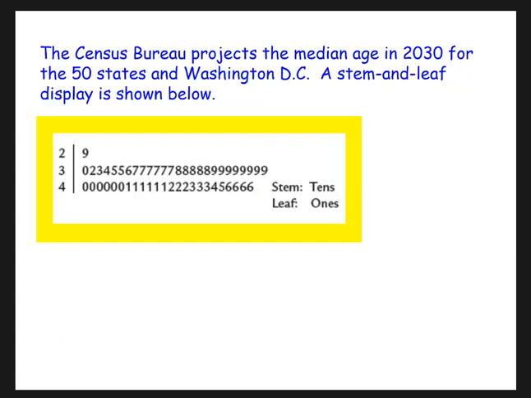The Census Bureau projects the median age in 2030 for the 50 states and Washington, D.C. A stem and leaf plot here is used to show it. So there's the median age for each state, the middle number for each state, so there are 50 values put on here. The smallest median age is 29, for one state. The highest median age is 46, for 4 states.